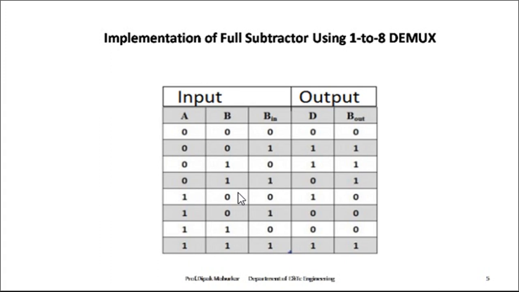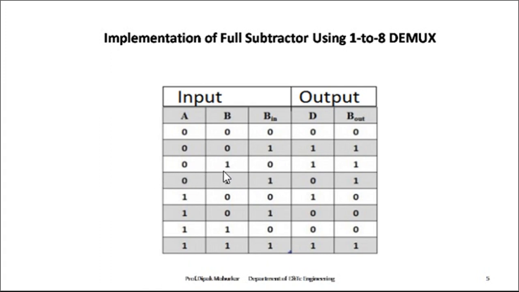So this is nothing but the truth table of the full subtractor. It contains the three inputs A, B, B in, and the outputs D, B out. Okay. So we know how we can construct this table. Still, I will explain in one line. Suppose we consider this line.